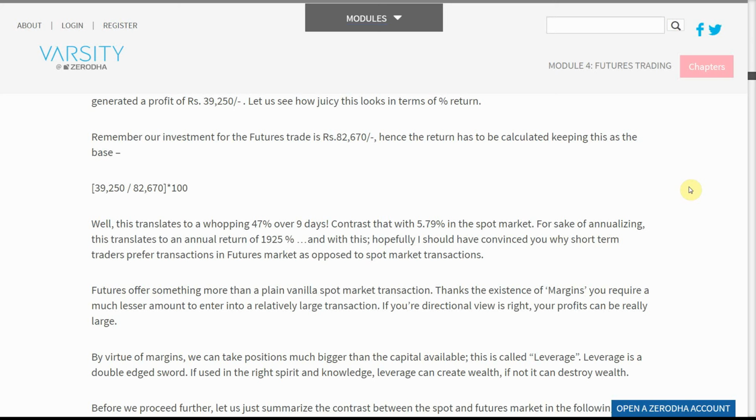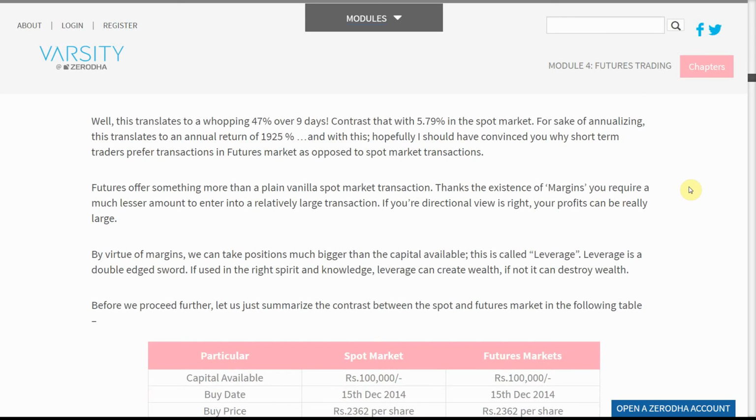For sake of annualizing, this translates to an annual return of 1,925%. And with this, hopefully I should have convinced you why short-term traders prefer transactions in the futures market as opposed to spot market transactions. Futures offer something more than a plain vanilla spot market transaction. Thanks to the existence of margins, you require a much lesser amount to enter into a relatively large transaction. If your directional view is right, your profits can be really large. By virtue of margins, we can take positions much bigger than the capital available.